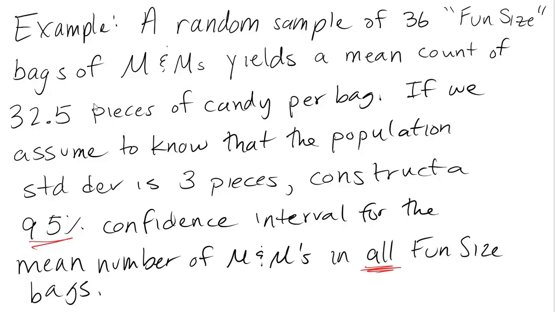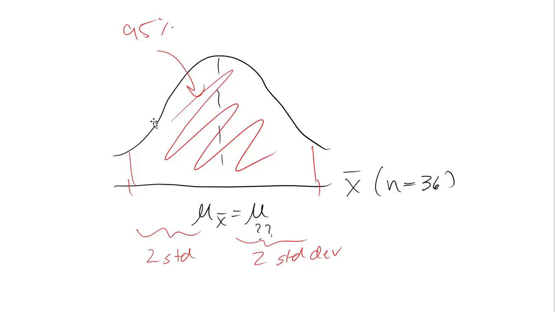Somebody analyzed the data and found a mean count of 32.5 pieces of candy per bag. Now, we have no idea where that 32.5 falls in this distribution. There's a 95% chance it falls inside here. It could fall on one of the tails. We don't know where it is. But the logic is there's a 95% chance that 32.5 lives within this range.